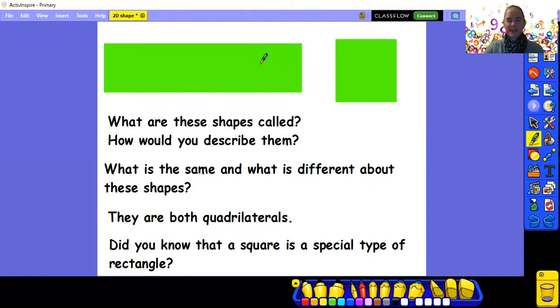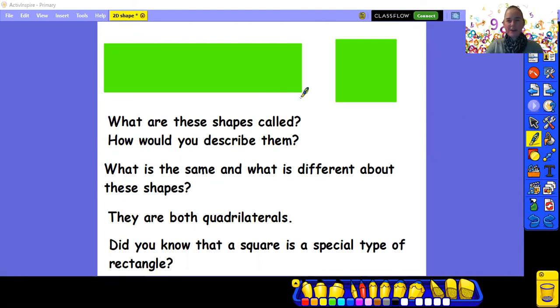So we've got a rectangle and we've got a square. I'd like you to pop me on pause and describe each shape to someone in your house, thinking about using those words sides and vertices, and then come back to me. Welcome back. Okay, hopefully you've had an opportunity to describe these 2 shapes.